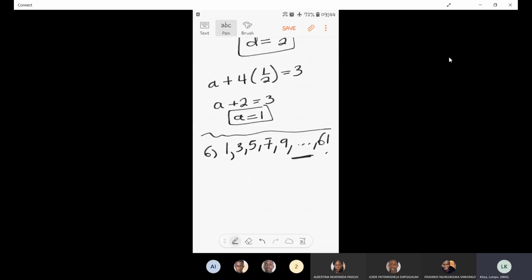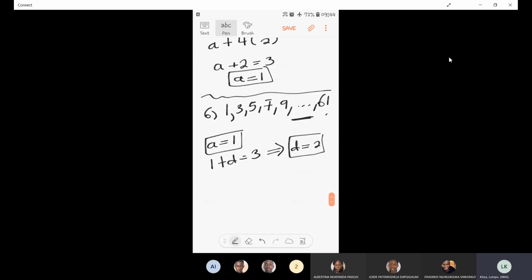So here we know what A is. We know that A is 1, and we know that 1 plus D is equal to 3. This means that D is equal to 2. So we know what A is, we know what D is. We can come up with an equation for the nth term. So we say that Un is equal to A plus n minus 1 times D. This is 1 plus n minus 1 times 2.